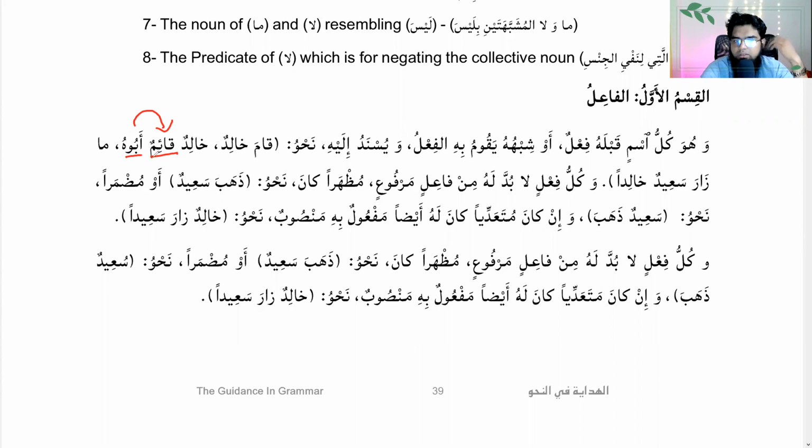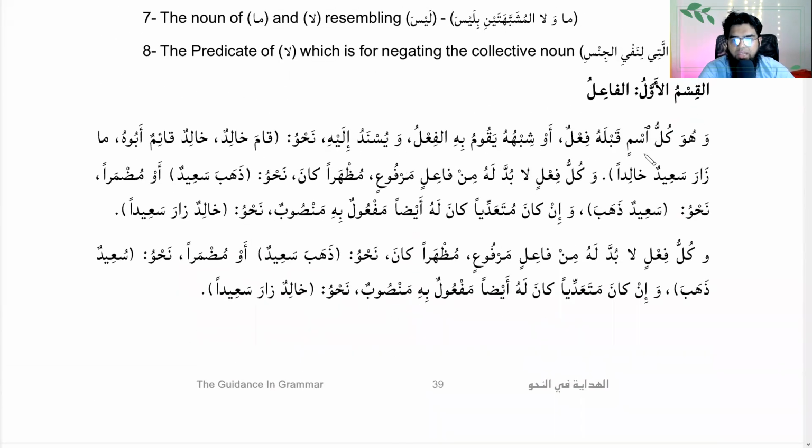Because qa'im, Khalid is not standing. So this is a little confusing for us English people. But yeah, instead of Khama Abu Khalidin, that would have been fine, right? Khalid's father stood. They have a way of saying, Khalidun Qa'imun Abuhu. That means Khalid's father is standing. Khalid is not the one who stands. Khalid's father is standing. Ma Zara Sa'idun Khalidan. He gave one for negation. Sa'id did not visit Khalid. He gave one for negation.